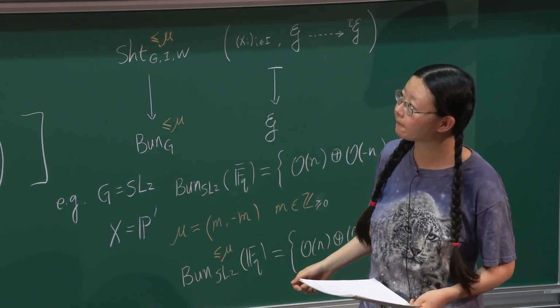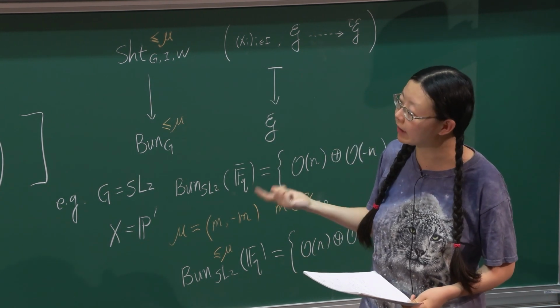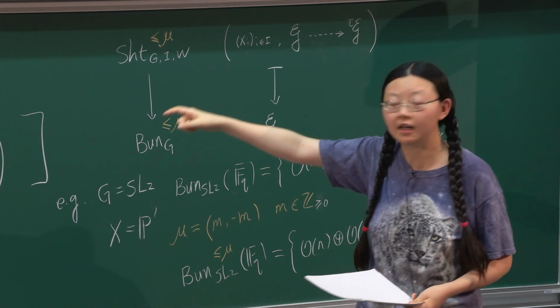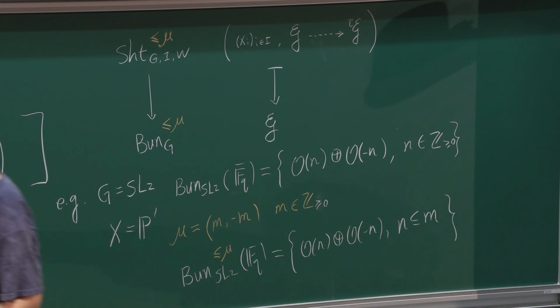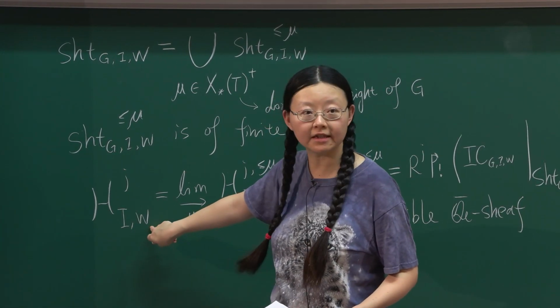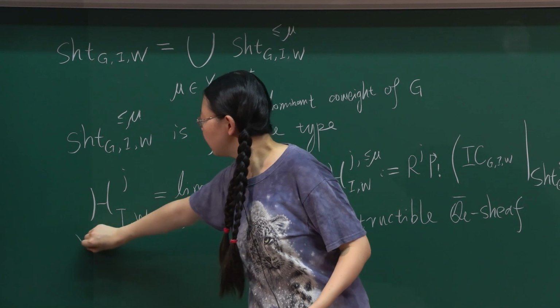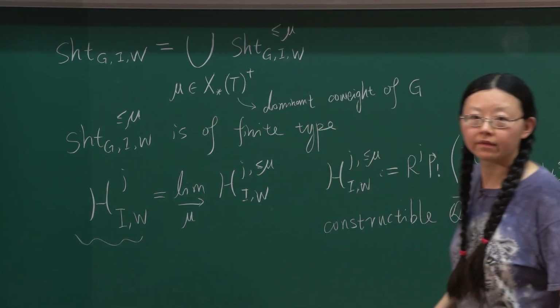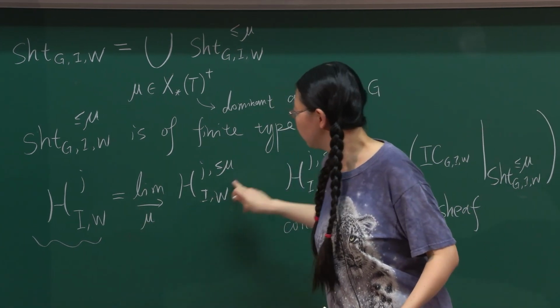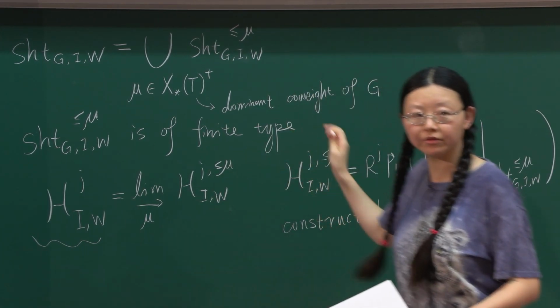And in our talk, when we consider cohomology, we fix a W at the beginning, and we will always consider this cohomology sheaf. So we consider I and W fixed at the beginning, and we study this sheaf. And we will see that to study this, we will need to consider these smaller-than-mu things.